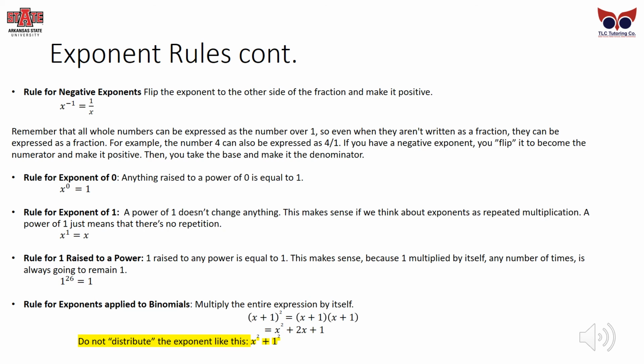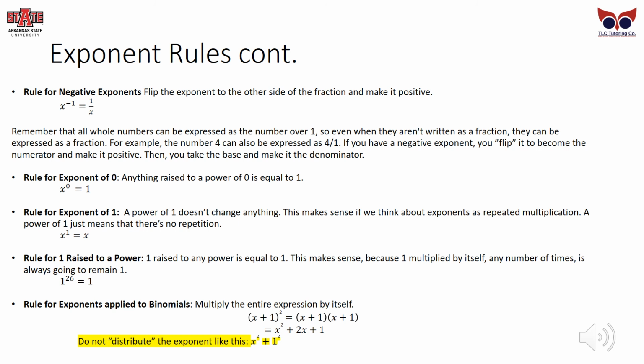Rule for the exponent of 0. Anything raised to a power of 0 is equal to 1. Rule for exponent of 1. A power of 1 doesn't change anything. This makes sense if we think about it. Exponents are repeated multiplication, and a power of 1 simply means that there is no repetition.